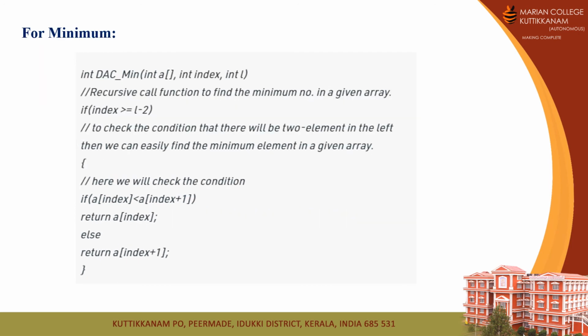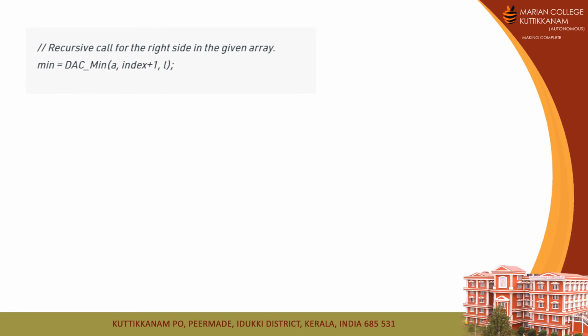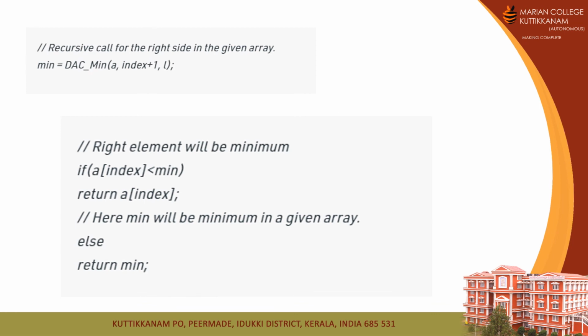To find the minimum element also, we are going to implement the recursive approach. Now, we will check the condition on the right side in a given array by using the line of code min is equal to DAC min of A index plus 1 L. And lastly, we will check the condition to find the minimum on the right side. In this way, we will find the maximum and minimum element in an array.